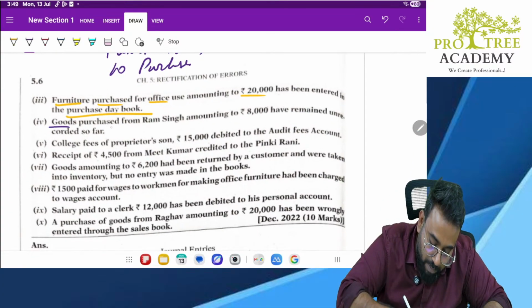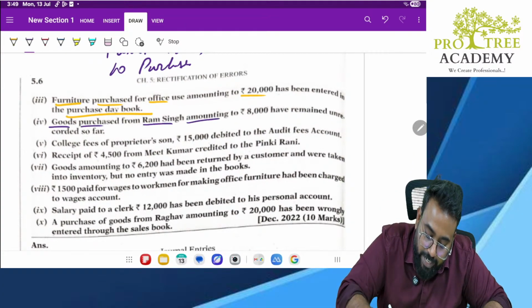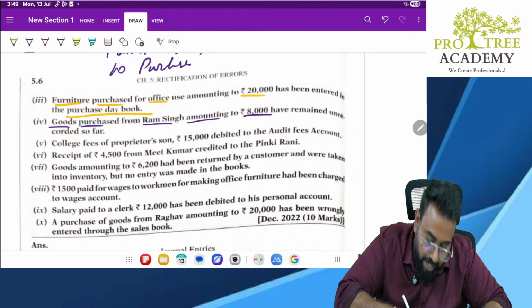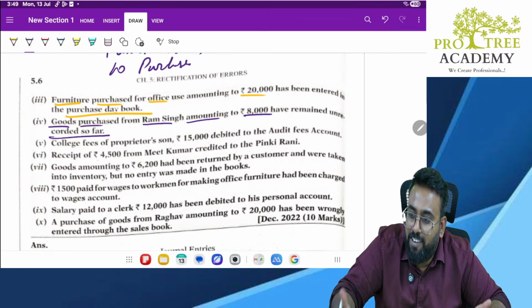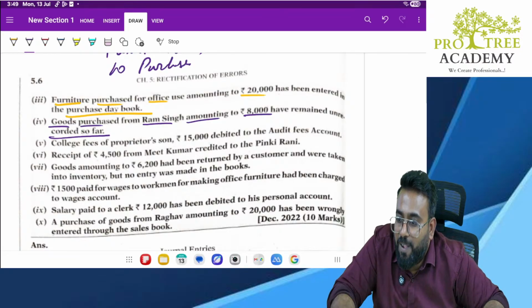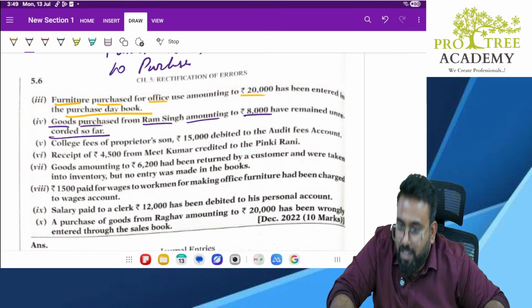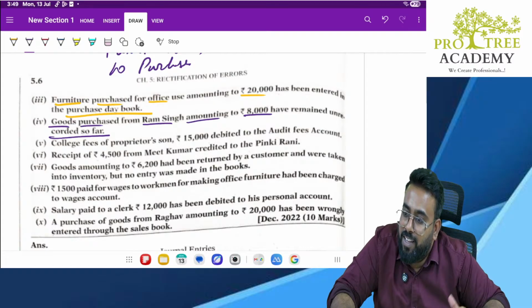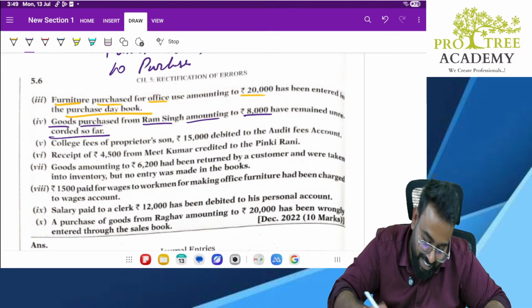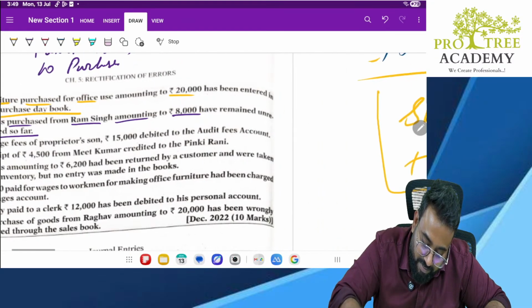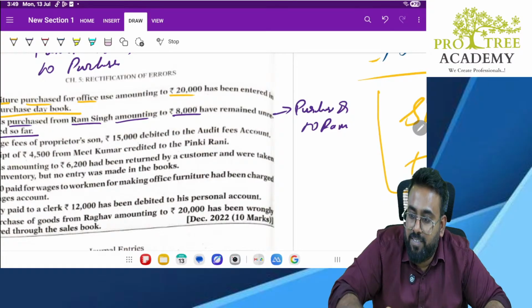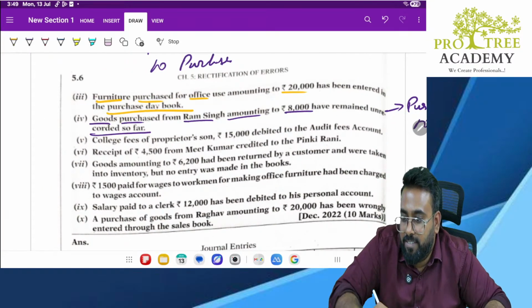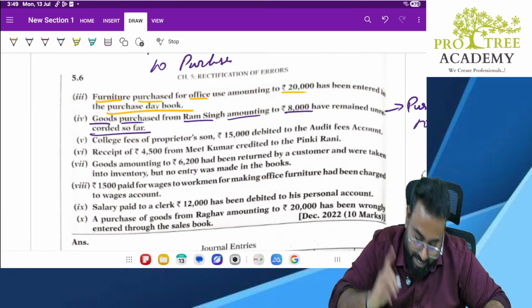Goods purchased from Ram Singh amounting to 8,000 have remained unrecorded so far. Omission. Completely omitted. What he will do? Record it. What is the entry? That's it. Purchase account debit to Ram Singh or Lam Lal, whoever it is. Purchase account debit to Ram. Yes. Now don't do Ravan. Again it will be error of commission.